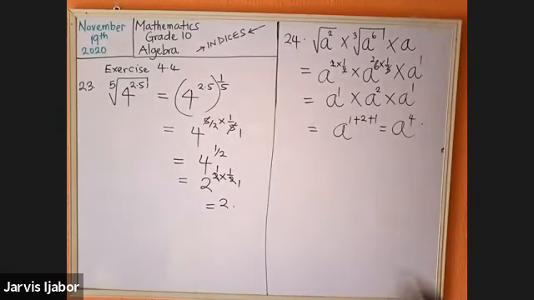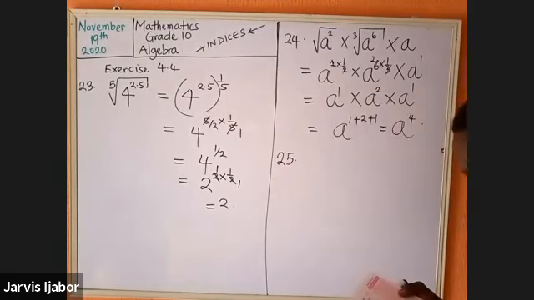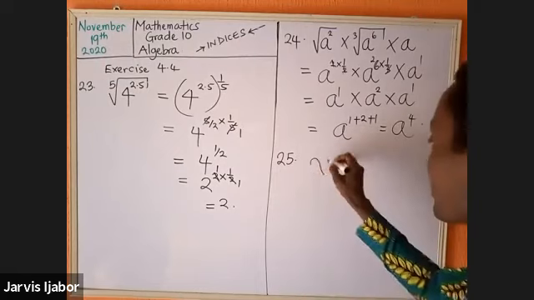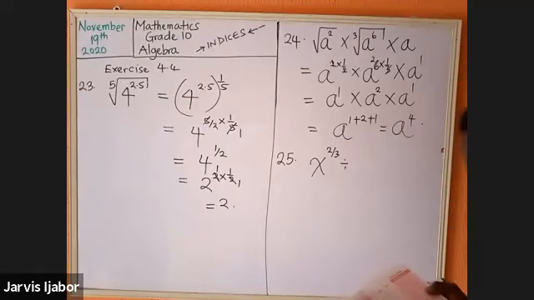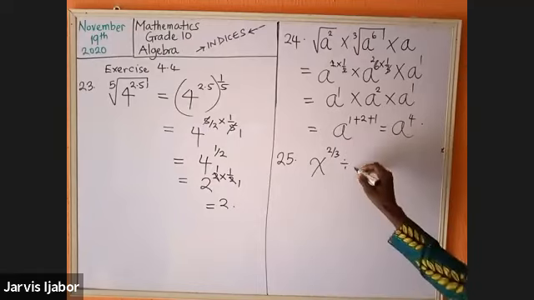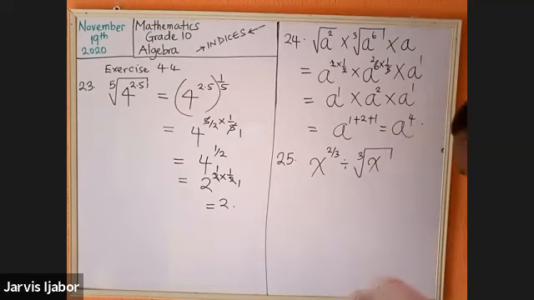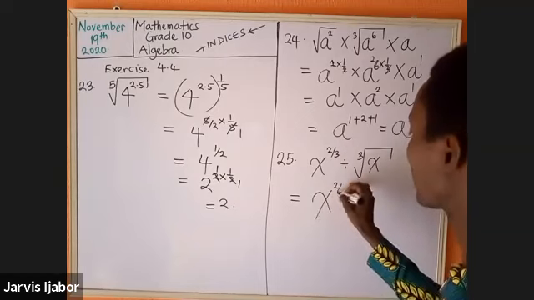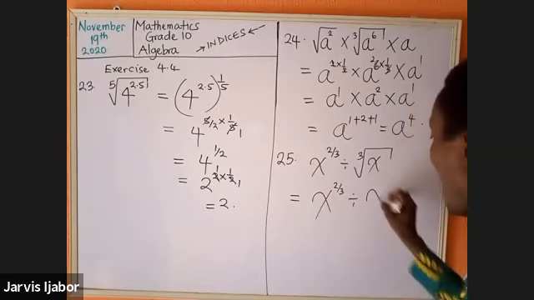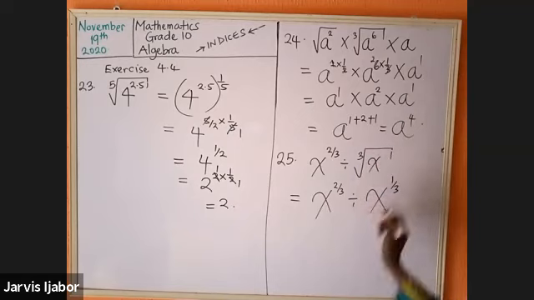All right, so one more question to go. In question 25, we are told that x raised to the power of 2 over 3 divided by the cube root of x. So how do you solve a question like this? Very simple. x raised to the power of 2 over 3 divided by x raised to the power of, what is the cube root? That's 1 over 3. You do your subtraction.